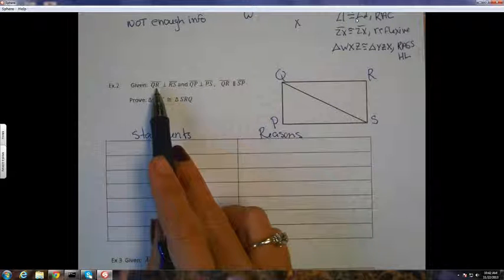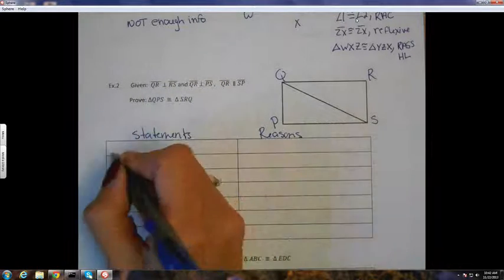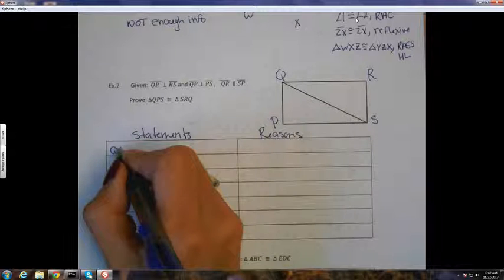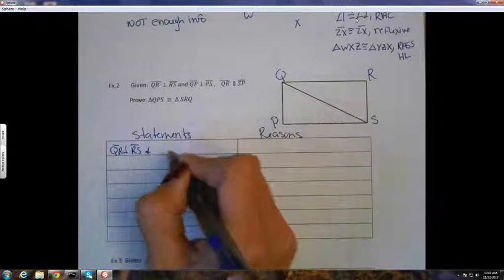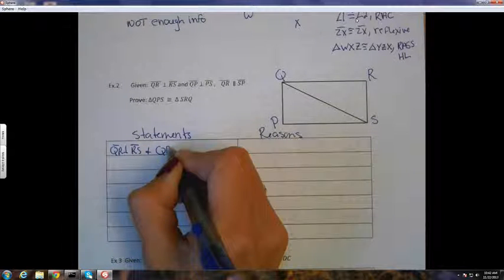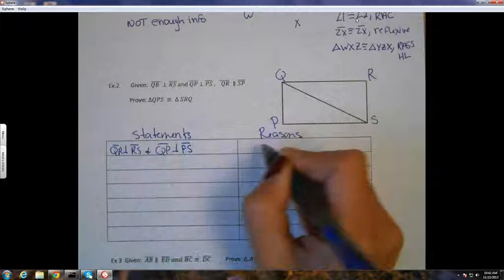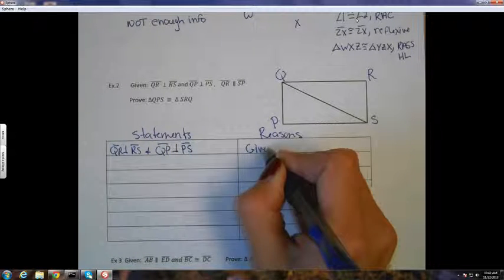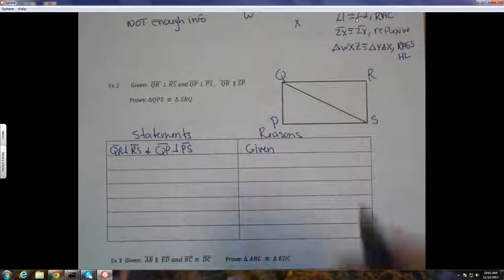I see 2 perpendiculars. They kind of say the same thing, so I'm going to put them on the same line. QR is perpendicular to RS, and QP is perpendicular to PS. That's given. So if I wanted to mark the picture correctly, what would I be putting at P and R? The little box, perpendicular.